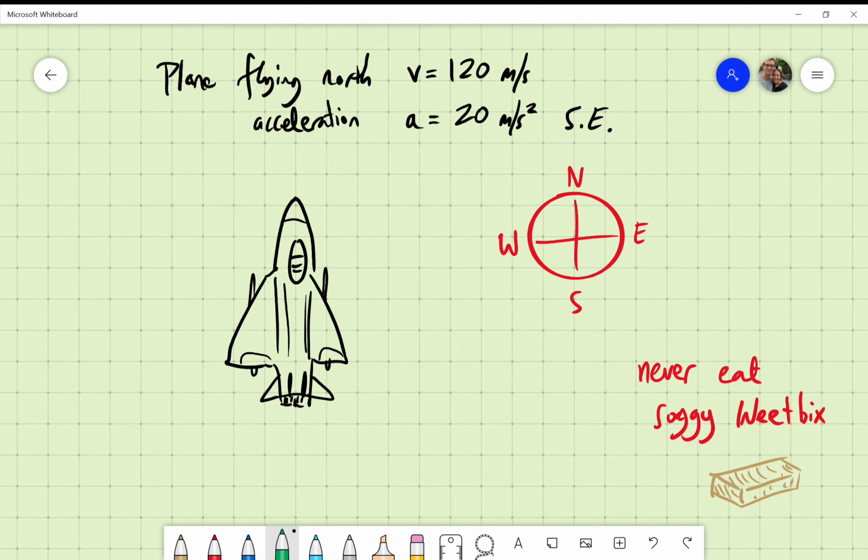Alright, so let's show these vectors. 120 meters per second north. You can show that like that. 120 m per s.